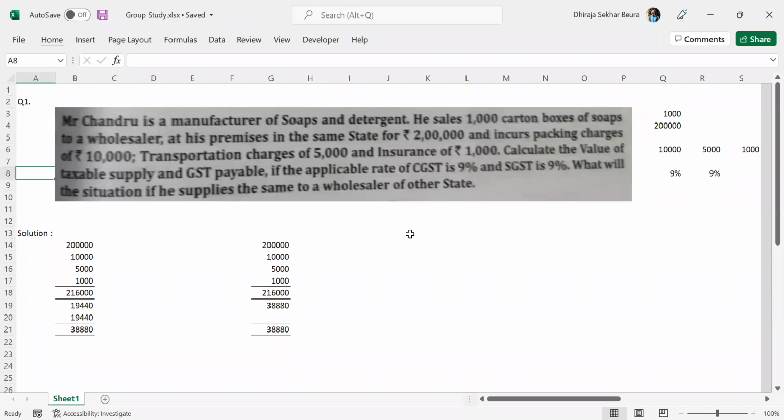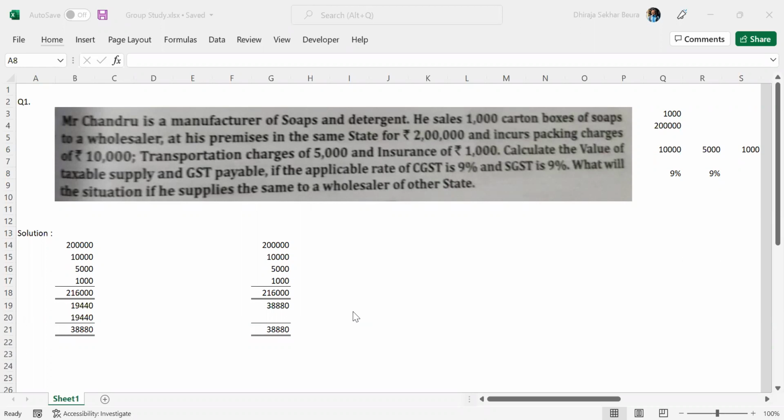We are going to follow the same approach. We're going to solve questions, and throughout the questions, we will solve our conceptual queries wherever necessary. So, the first question itself reads, Mr. Chandru. If you remember, this is the first question solved in the class also.